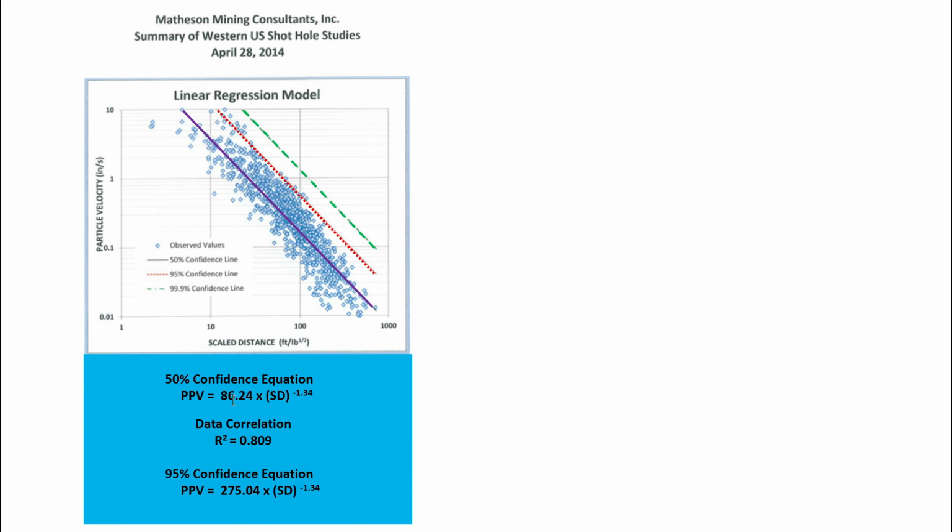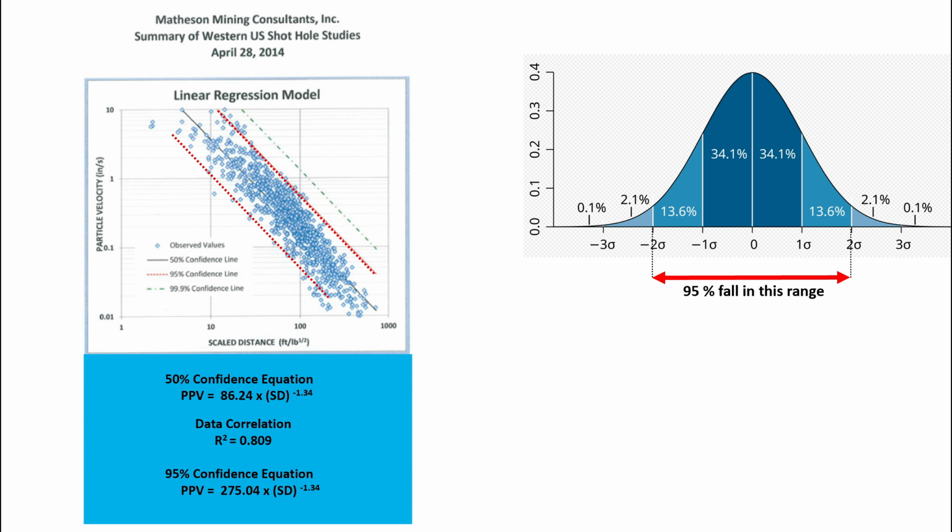So what is similar between these two equations? Well, the slope of the line, because they're parallel, and that slope is defined by this minus 1.34, and we have that in both equations. This is the coefficient of the equation, which actually works out to the y-intercept when the scale distance is equal to 1. And when we normally have this equation, we need to calculate the 95% confidence, and we have to figure out this coefficient, and that's what I'm going to show you.